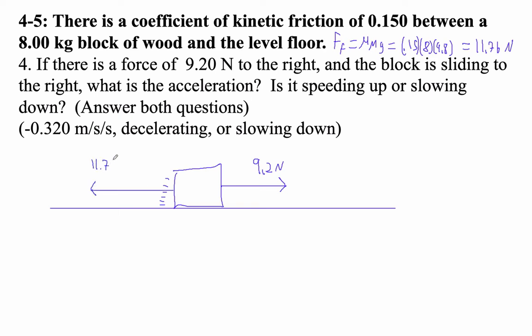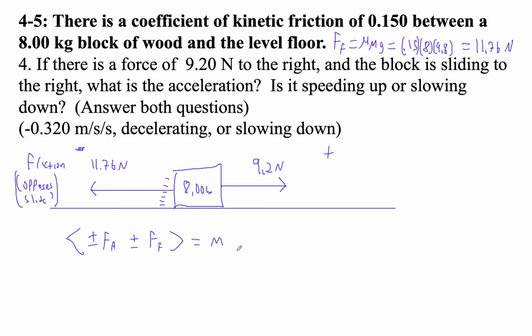So 11.76, this is our friction. Remember that opposes the slide. So if we're sliding to the right, the friction force is going to be to the left. To the right is positive, to the left is negative. And the mass is 8 kilograms. In general with these, you've got plus or minus the applied force, plus or minus the force of friction equals m times plus or minus the acceleration. Plus is to the right, minus is to the left.